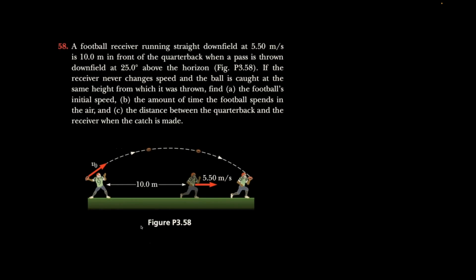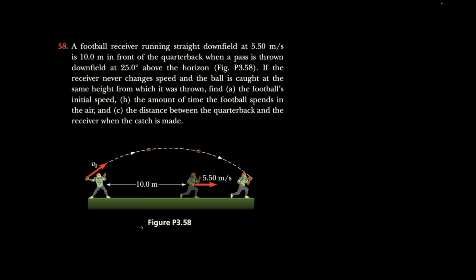Question 58 is probably the most complicated in your homework assignment because it has heavy math. Physics-wise, it's not very different from what we have done before. So we have, again, a projectile that is launched at an angle. We don't know the initial speed.